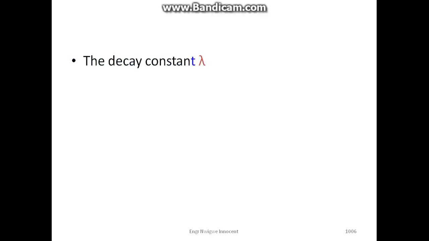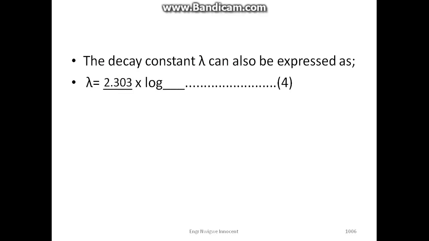The decay constant lambda can also be expressed as lambda equal to 2.303 over T times log N naught over N, which is our equation 4.